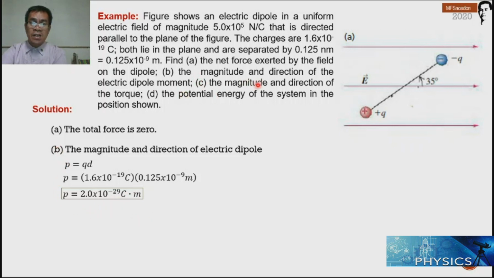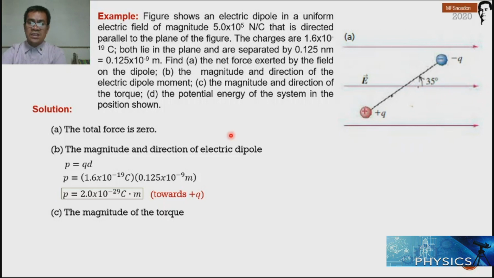Letter C, magnitude and direction of the torque. How much torque will rotate and what is the direction? So look at the figure. By the way, the direction of the dipole moment is always towards the positively charged. In letter C, you are asked to find the magnitude of the torque. How much is the magnitude and what is the direction? So look at this one. The dipole moment is coming from negative towards the positive, and this is the electric field direction.